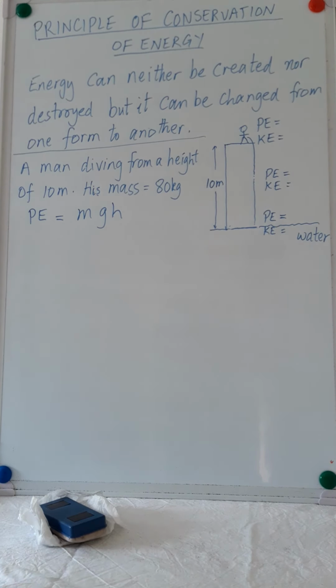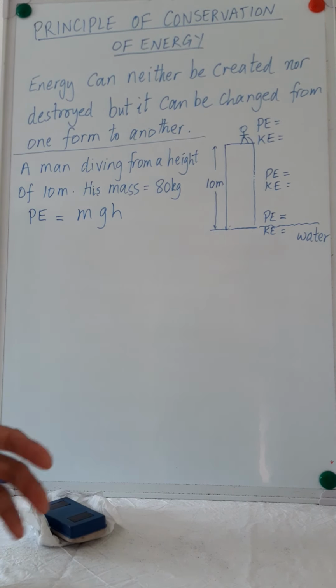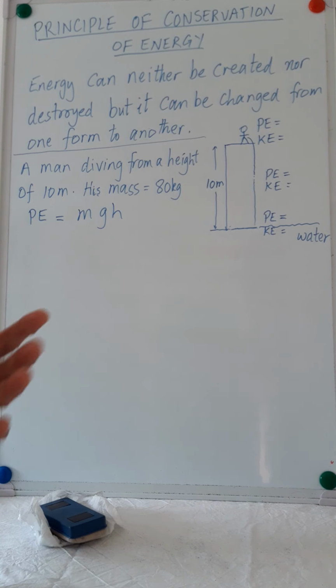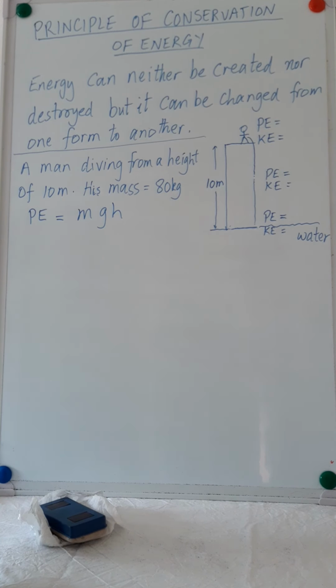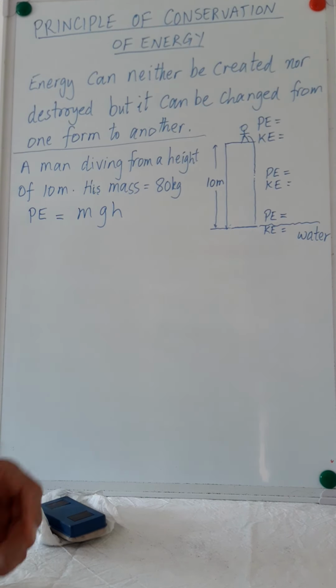Now, in the last video, we talked about different forms of energy, like potential energy, kinetic energy, heat energy, light energy, sound energy. There are 9 different forms of energy that we discussed. And since energy cannot be destroyed, it must change from one form into another.